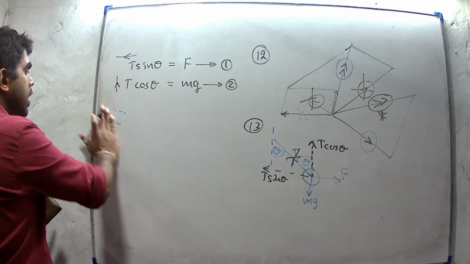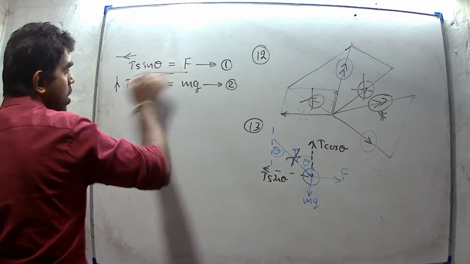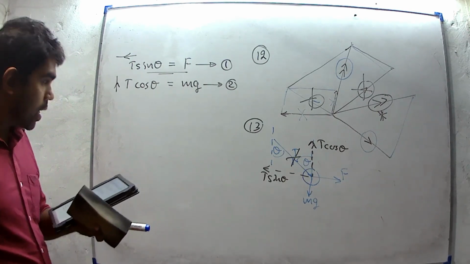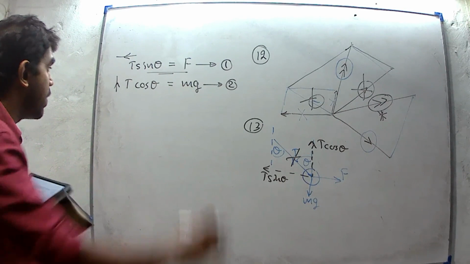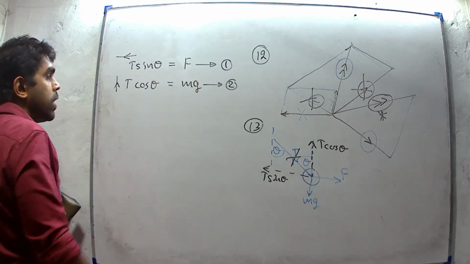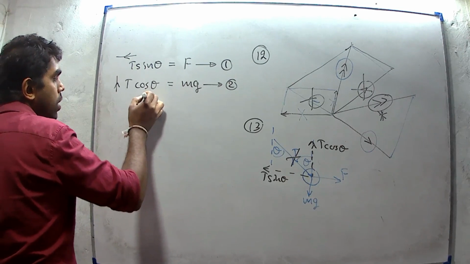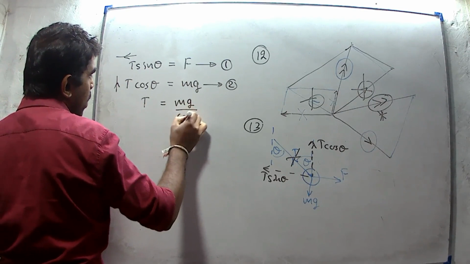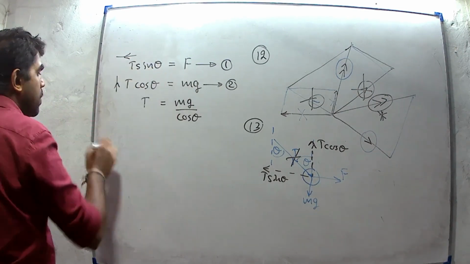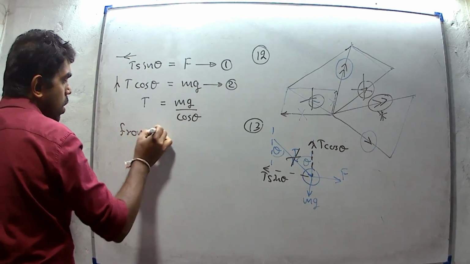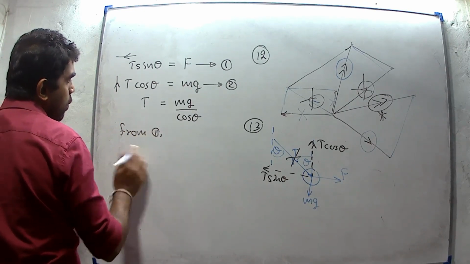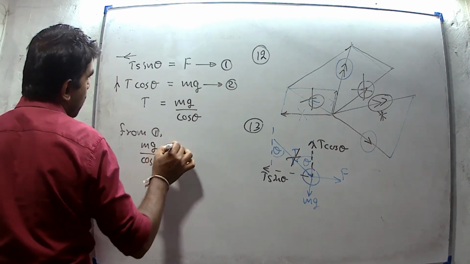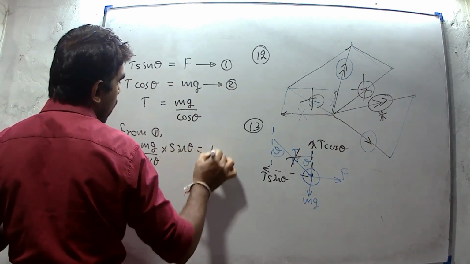No. We can consider the first equation as the answer. We have to consider only the F value. Then the F value is T sin theta. We have to substitute T by using the second equation. I will make T the subject from the second equation: mg divided by cos theta. And now I will substitute it into the first equation. From the first equation, T value is mg divided by cos theta multiplied by sin theta equals F.